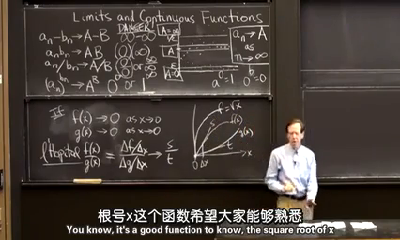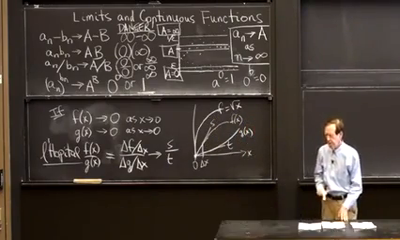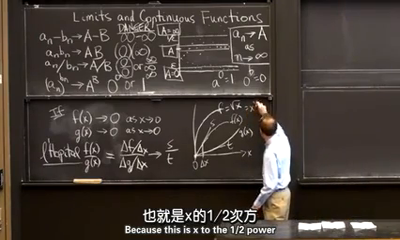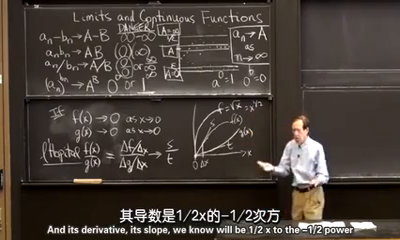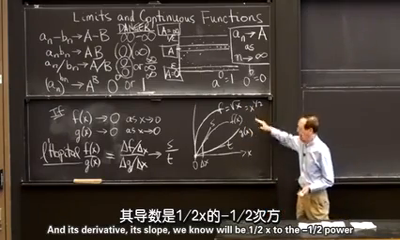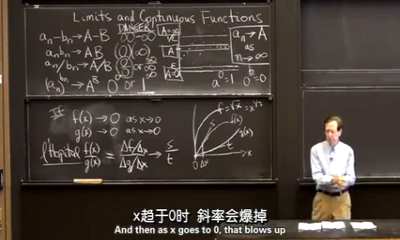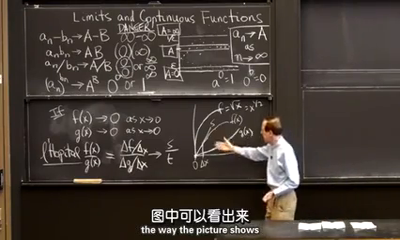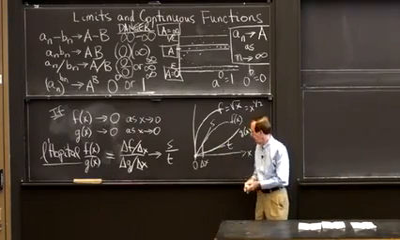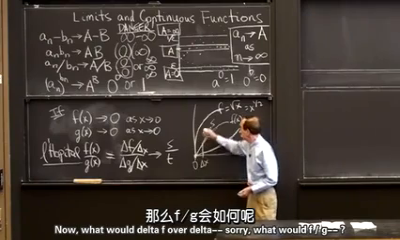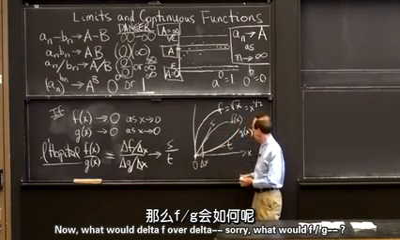It's a good function to know. The square root of x, because this is x to the 1/2 power, and its derivative, its slope, we know, will be 1/2 x to the -1/2 power. And then as x goes to 0, that blows up the way the picture shows. Now, what would delta f over delta g, what would f over g?